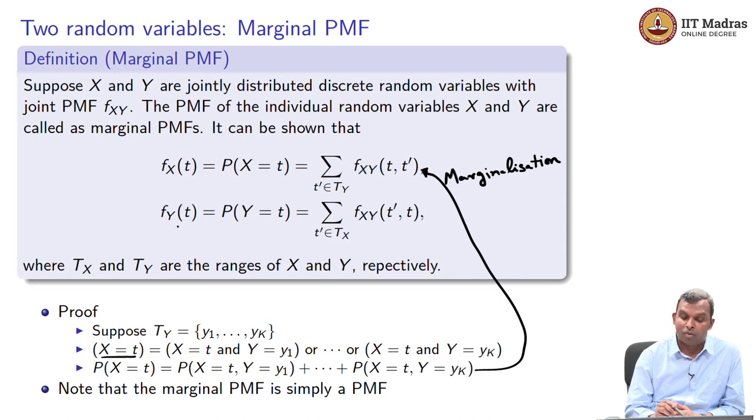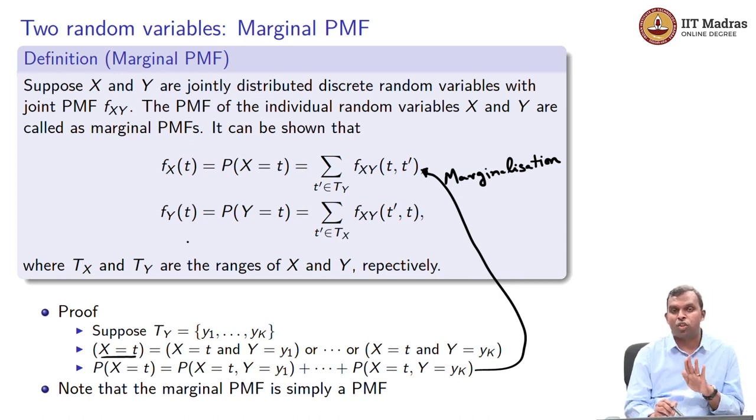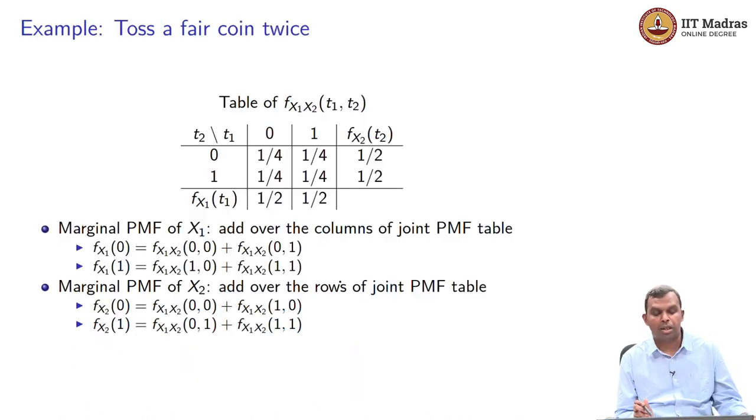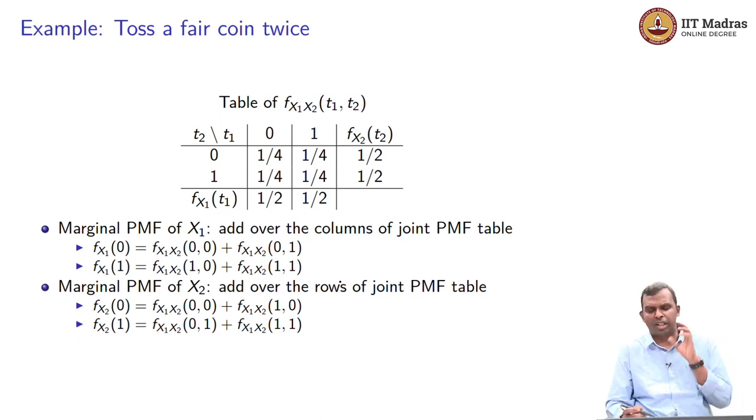Now the marginal PMF is so uniquely defined once you define the joint PMF. Okay, it's simply a PMF, it has its own range, and you can calculate it from the joint PMF through this marginalization process. So let's see a few examples to see how marginalization works. It's easiest to think of the table and do the marginalization with respect to the table.